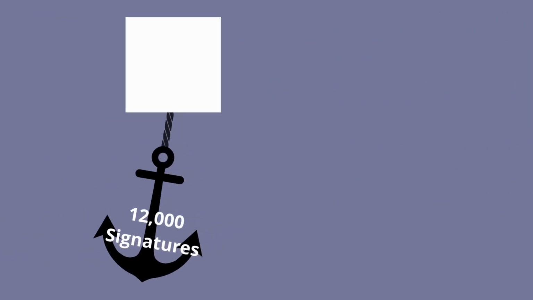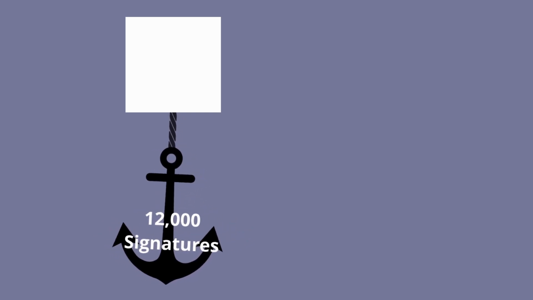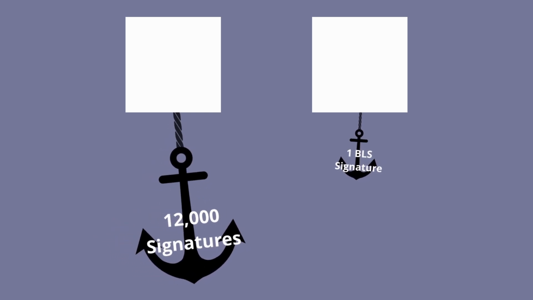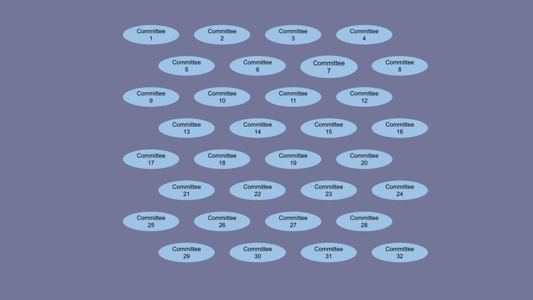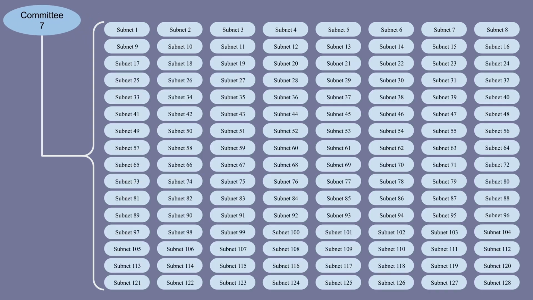Having 12,000 signatures attached to each block would also use up a ton of space, so Ethereum uses the signature aggregation method called BLS signatures, which allows hundreds of signatures to be aggregated together into one. Even splitting up the validators into 32 committees, 12,000 signatures is still a lot. This is why committees are split up even further into 128 subnets, which would mean around 100 signatures per subnet.